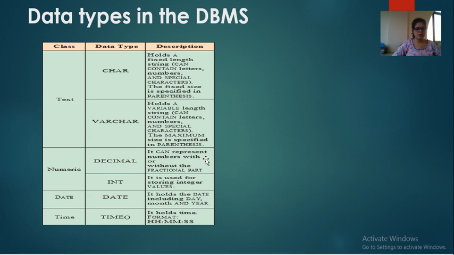The last data type is the time data type. The time data type holds the time format. Whenever you have to write time, you have to follow this data type, that is time, and it follows the format HH, MM, SS: hours, minutes and seconds.